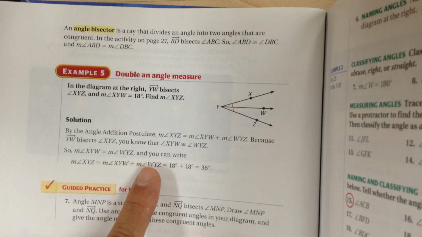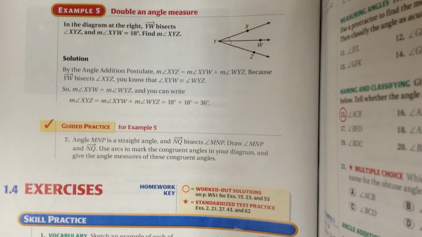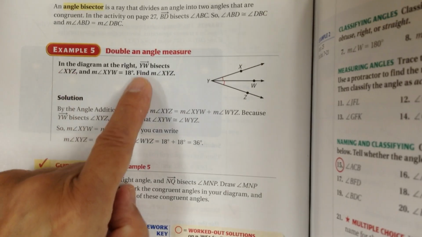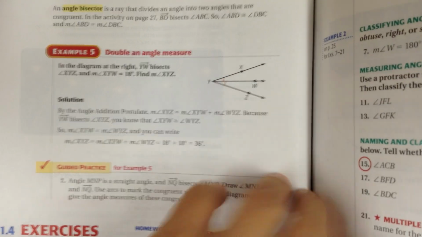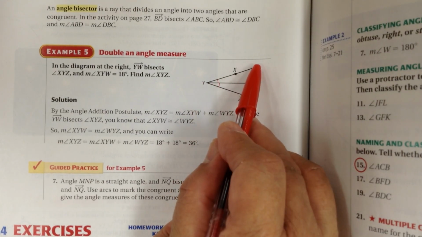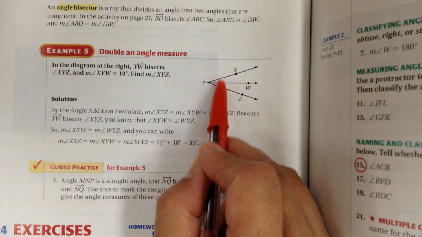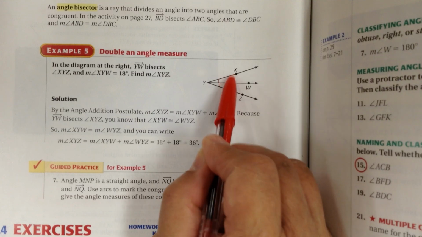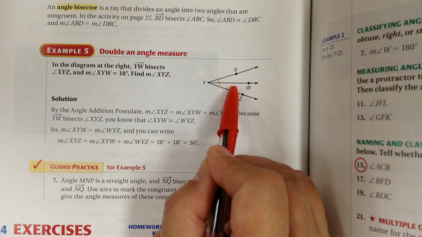Okay, so let's go ahead and do this example. Again, this is super easy. In the diagram at right, the ray YW, here's your YW, bisects the angle XYZ. So this ray bisects, and that's why you see the two red markings over here. Because this bisects, that means two equal angles, and that's why you see the same markings. It tells you that this angle and this angle are the same.